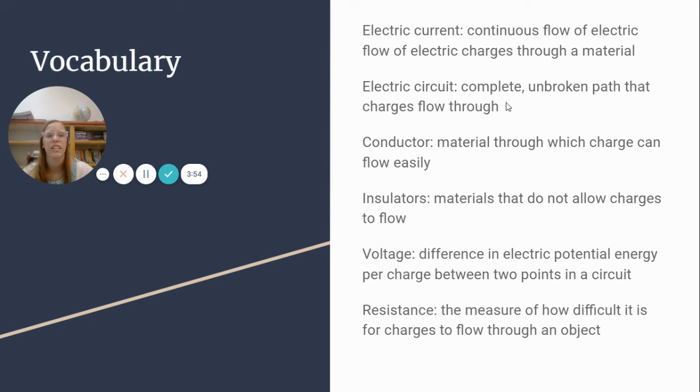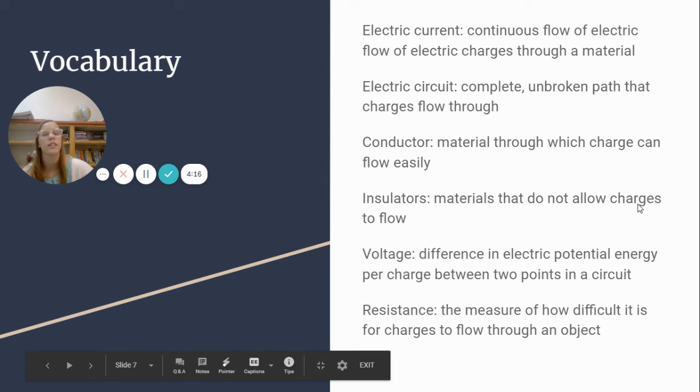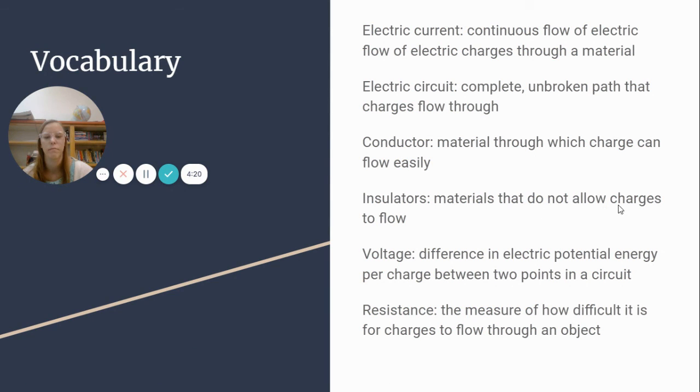An electric circuit is a complete, unbroken path that charges flow through. A conductor, material through which charge can flow easily. Insulators, materials that do not allow charges to flow. Voltage, difference in electric potential energy per charge between 2 points in a circuit. And then resistance is the measure of how difficult it is for charges to flow through an object.